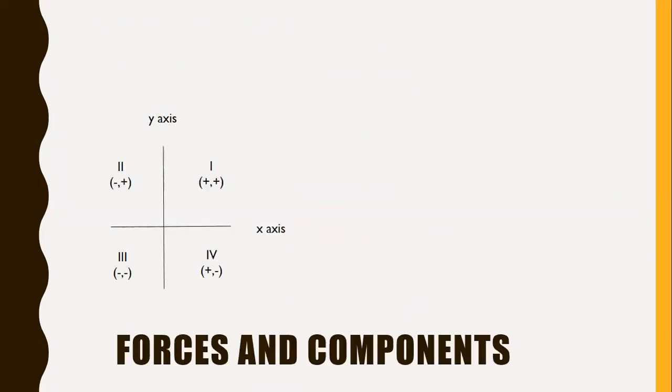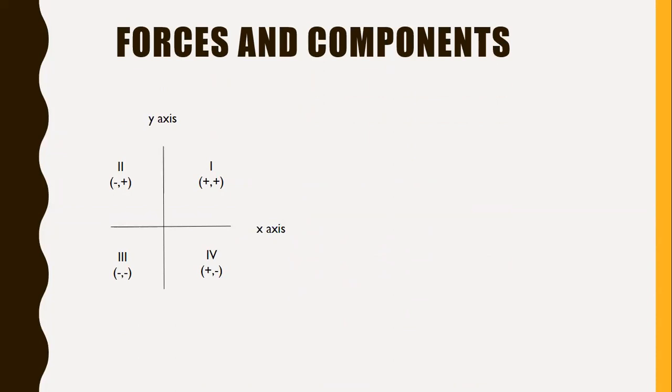Now, we have the force and its components. We have the y-axis and the x-axis. Always remember, for the first quadrant, you have positive, positive: for the direction of x, you have positive, and for y, you have positive. For the second quadrant, we have negative for x, positive for y. For the third quadrant, negative for x, negative for y. And for the fourth quadrant, positive for x and negative for y.